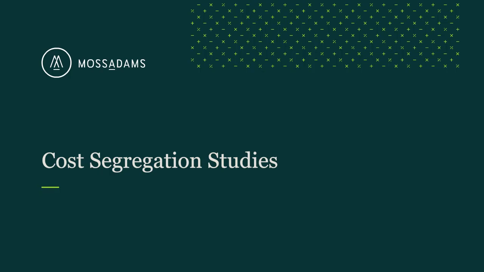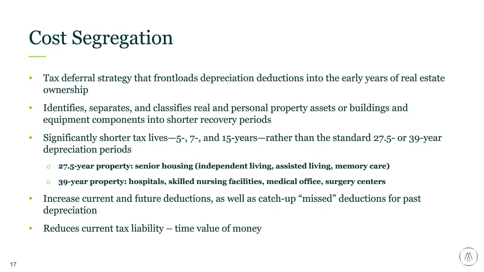So now, as I mentioned, we're going to get into cost segregation studies. Cost segregation studies are used to identify assets in a building that might qualify for shorter tax depreciation lives. They identify property that can be depreciated over 5, 7, or 15 years rather than the standard 27.5 years for residential rental property or 39 years for non-residential real property. As it relates to healthcare, 27.5-year property would include senior housing facilities, and 39-year property would include hospitals, skilled nursing facilities, medical office buildings, and surgery centers, among others. Cost segregation studies can be done not only for acquisitions and newly constructed buildings, but they're also great for tenant improvement projects, remodels, expansions, etc.